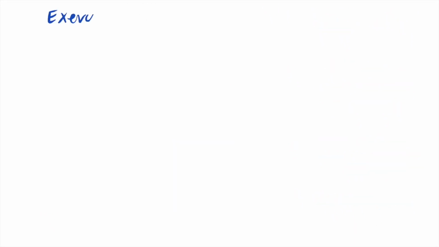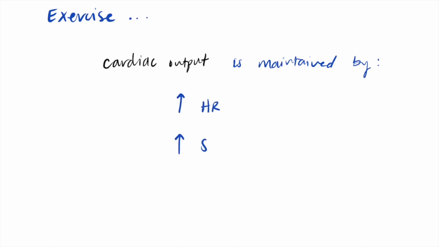It's important to remember that during exercise, cardiac output is maintained by an increase in heart rate and an increase in stroke volume, and that during the late stages of exercise, cardiac output is maintained by increases in heart rate only because the stroke volume plateaus.